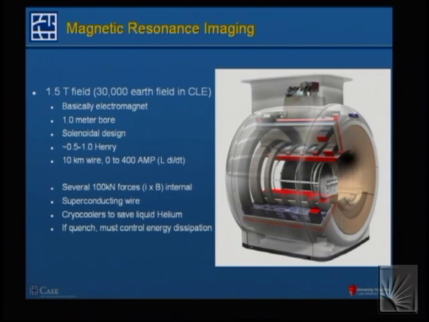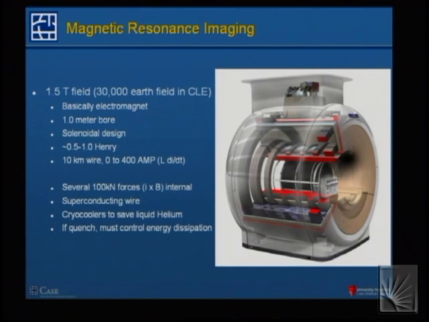So if we talk about this 1.5 Tesla field, it's 30,000 times the strength of the main magnetic field. In terms of its electrical characteristics, it's basically a solenoidal design, and the inductance of this device is somewhere in the neighborhood of 0.5 to 1 Henry. That's a big inductor, okay? A big freaking inductor. Now, in order to get enough current flowing through that, I need something in the neighborhood of 400 amps or so and about 6 miles of wire, okay?